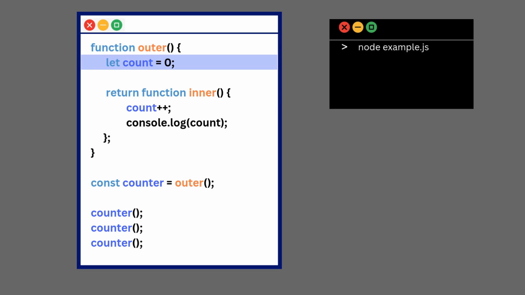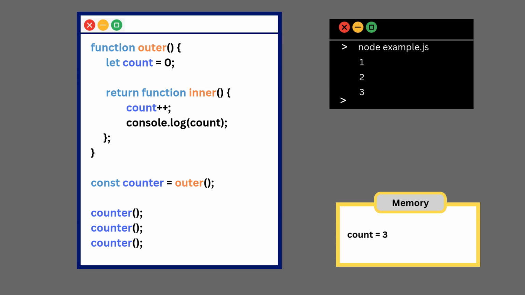We call outer, it creates a variable called count, and returns the inner function. Now here's the strange part. Every time we call counter, the value keeps increasing. 1, 2, 3. But outer has already finished execution. So why hasn't count been removed from memory?